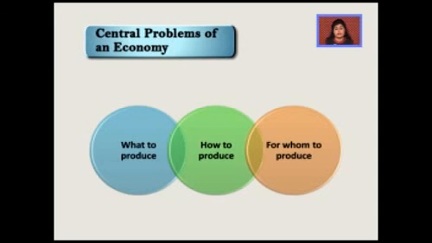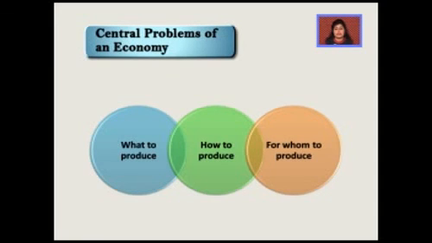Now, the third central problem of an economy is for whom to produce. Whether we are producing luxury goods for the consumption of upper strata of society or we are producing just the necessities of life which can be used by lower strata of society. So this is how we have to make a choice between different things, and these cover our three central problems of an economy: what to produce, how to produce, and for whom to produce.